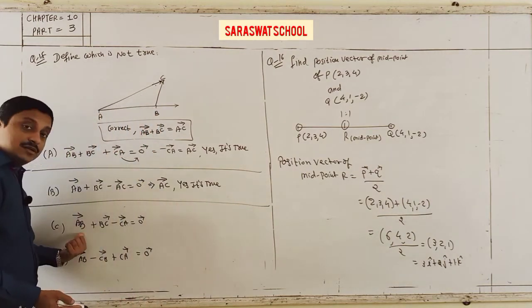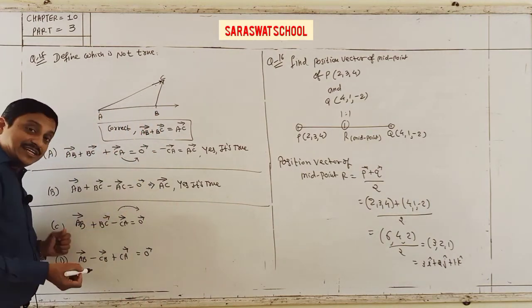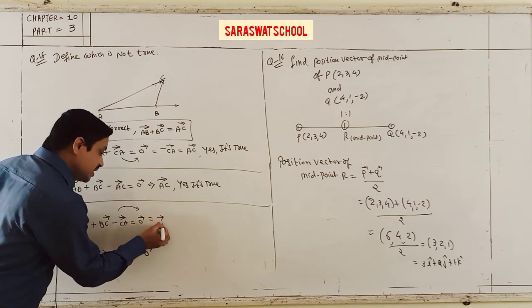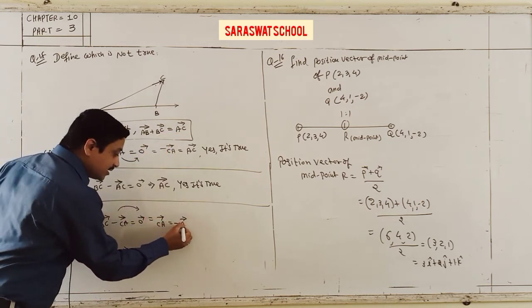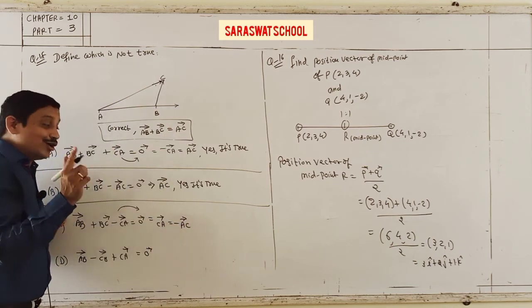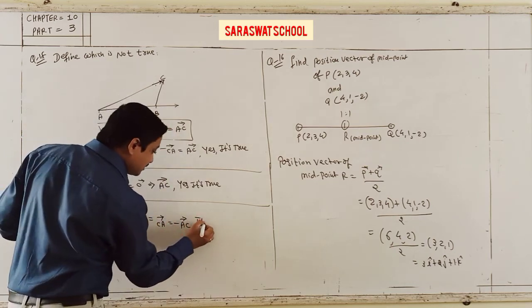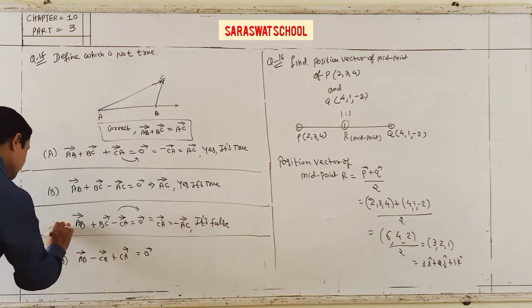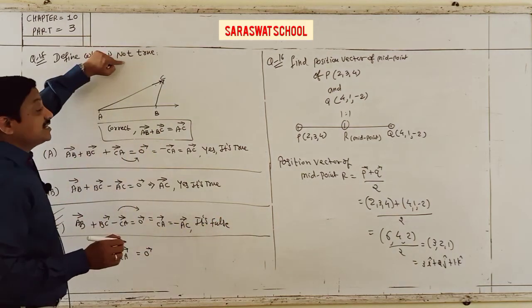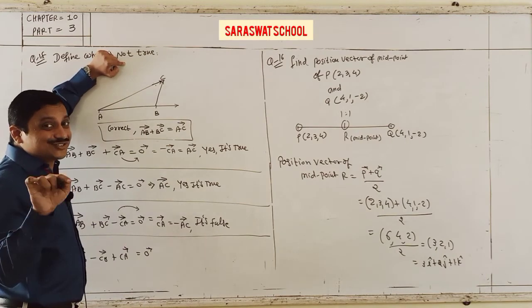Now third, this minus CA I just move to the right side. It is CA, but I want AC. It is minus AC. It means this statement is false, and that's your answer, students, because I target not true.